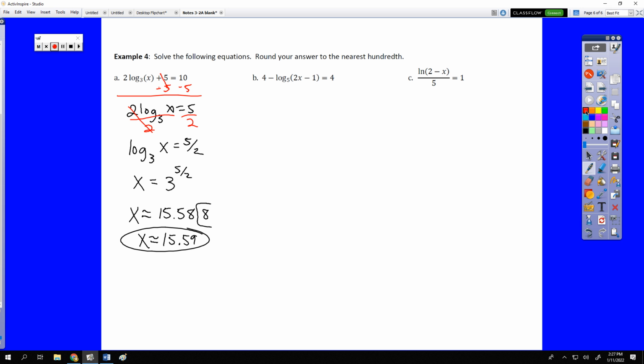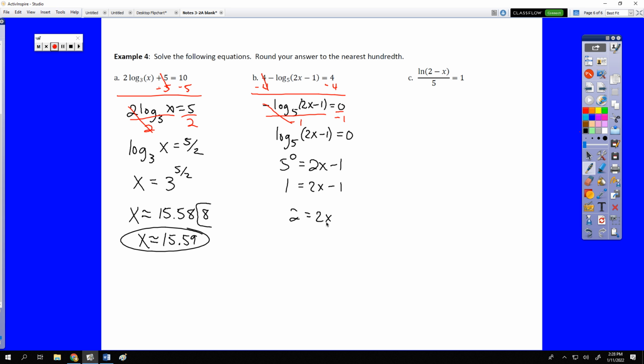Okay, 2 to go. Next up was subtracting 4 from each side. That would give us the negative log base 5 of 2x minus 1 equals 0. We would divide each side of that equation by negative 1, which would give us log base 5 of 2x minus 1 still equals 0. We would rearrange that into an exponential equation, which would give us 5 to the 0 power is 2x minus 1. Remember that anything to the 0 power is 1. Add 1 to each side and divide by 2, and we get x equals 1.